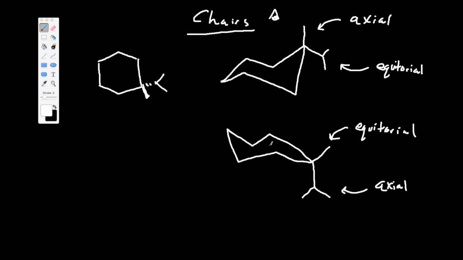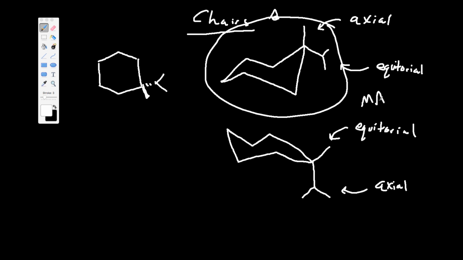Okay, so the question is, which one of these is more stable? Well, what's bigger, a methyl or an isopropyl group? An isopropyl group, right? And the rule is that we want the larger substituents to be in the equatorial position because that's more stable. So right here, the isopropyl is equatorial. So I would say this one is the major.